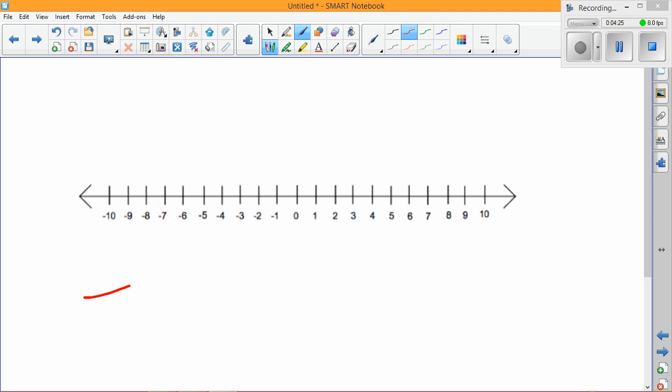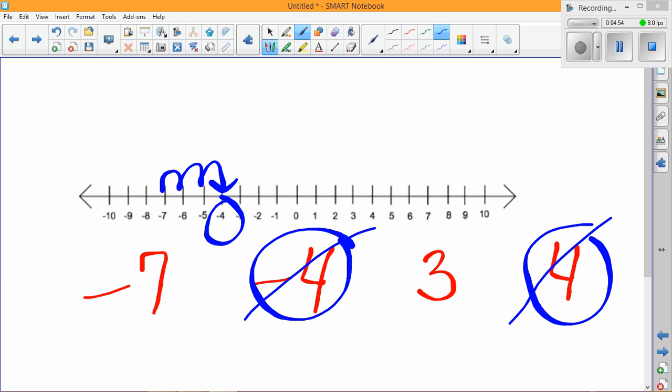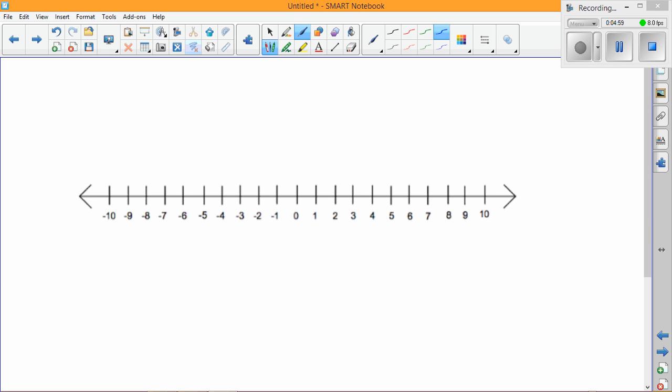Okay, what if I had a -7, a -4, a +3, and a +4? I could pick up the pairs that I have, -4 and 4, know that those are equal to 0, and then all I have to deal with is the -7 and the +3. So I start at -7 and I go up 3, and I'm going to end up with -4. That means I'm 4 away from 0.